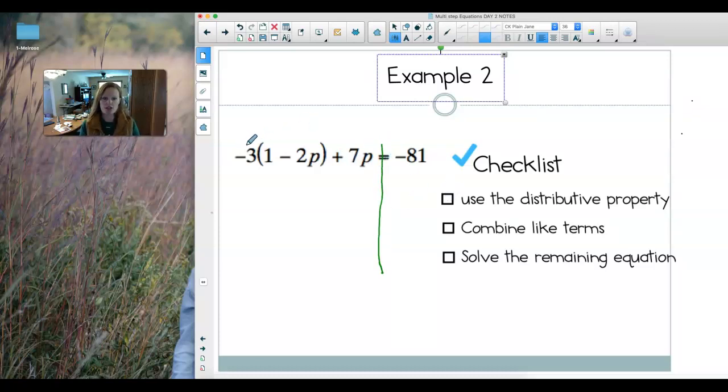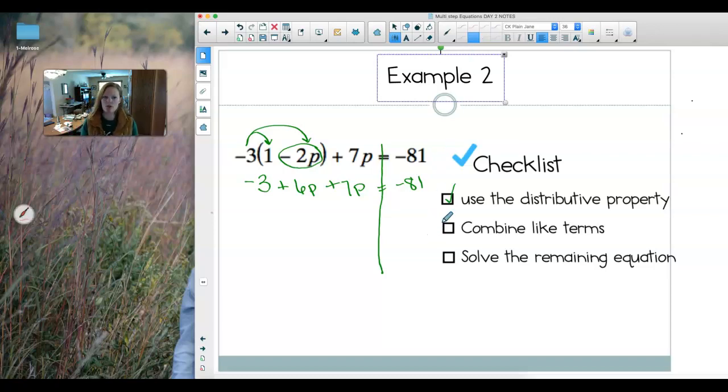So we distribute the -3 to the 1, which is -3. And then we have to distribute the -3 to the -2p. And that's where it gets a little bit tricky, so be careful with that. Negative times a negative is positive, so this is plus 6p. We do not distribute here. It's not in the parentheses, so we just put plus 7p equals -81. So we did that first step of using the distributive property.